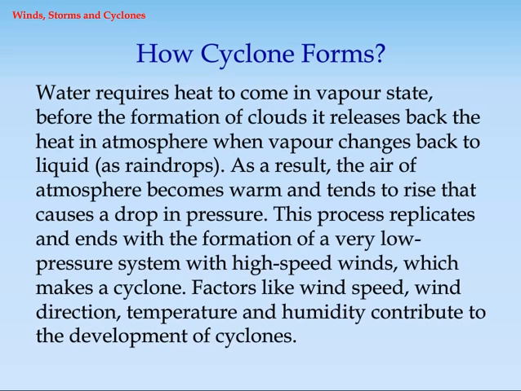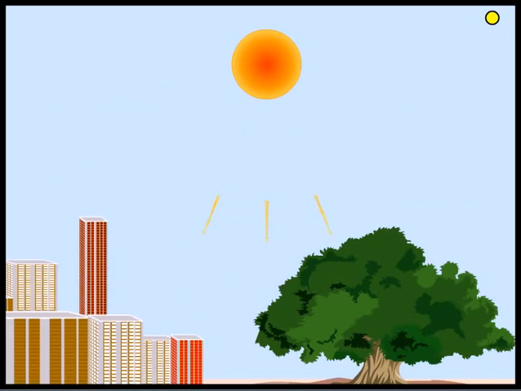This process repeats and ends with the formation of a very low pressure system with high-speed wind, which makes a cyclone. Factors like wind speed, wind direction, temperature and humidity contribute to the development of cyclones. How cyclone forms.